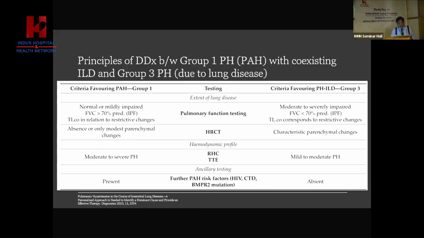Group 1 will have moderate to severe PH on right heart cath and diagnosed on the transthoracic echo, whereas PH-ILD of group 3 will have a mild to moderate one. The risk factors for HIV, connective tissue disease, and the mutation will likely be present in group 1, while they will likely be absent in group 3.